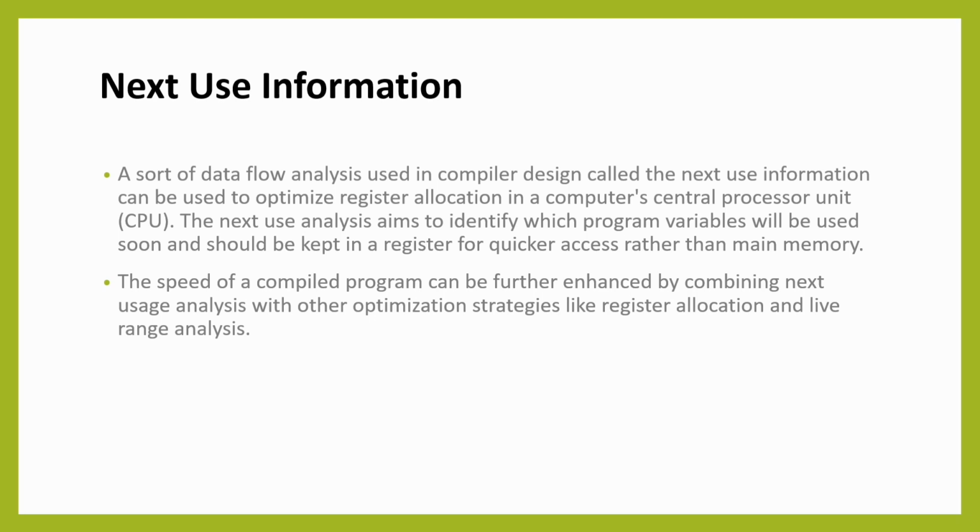The next use analysis aims to identify which program variables will be used next and should be kept in a register for quick access rather than in memory. The speed of a compiled program can be further enhanced by combining next use analysis with other optimizations like register allocation and live range analysis.